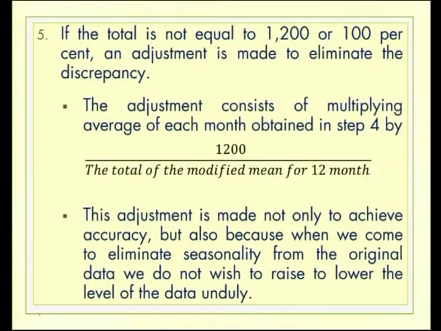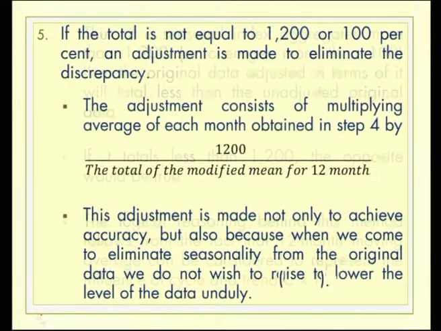If the total is not equal to 1200 or 100%, an adjustment is to be made to eliminate the discrepancy. The adjustment consists of multiplying the average of each month obtained in step 4 by 1200 divided by the total of the modified means for 12 months. This adjustment is made not only to achieve accuracy, but also because when we come to eliminate seasonality from the original data, we do not wish to raise or lower the level of data unduly.